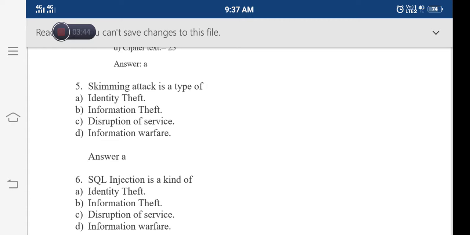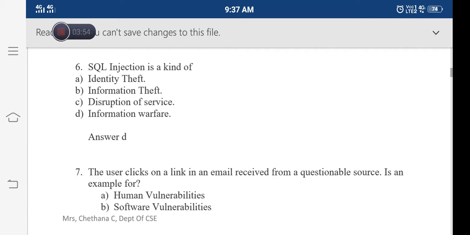SQL injection. We know that SQL injection is a software vulnerability, and also it comes under information warfare. For the sixth question, the answer is information warfare. Again, in information warfare we will come across the virus, worms, and Trojan concepts. So SQL injection is a kind of information warfare.